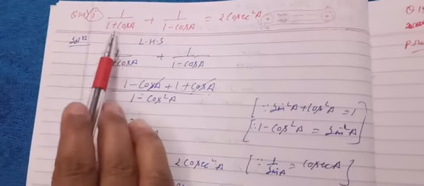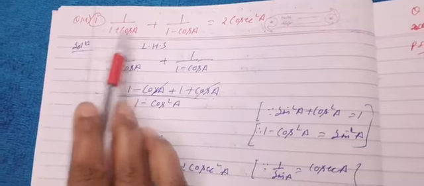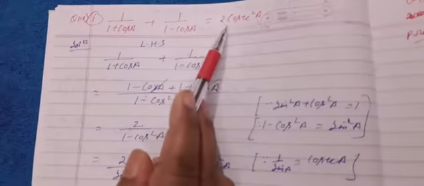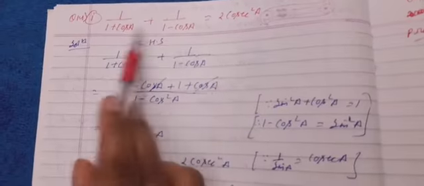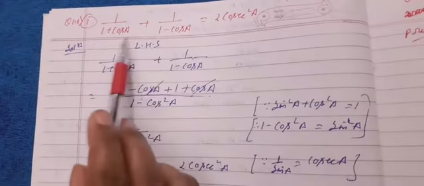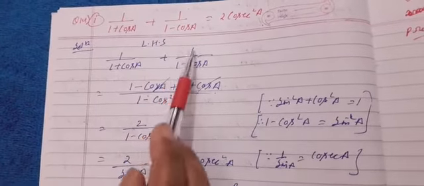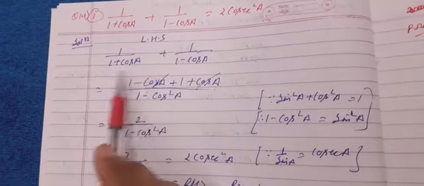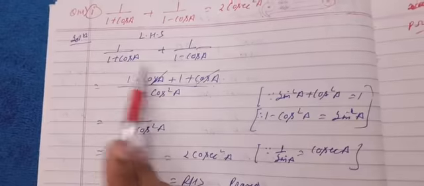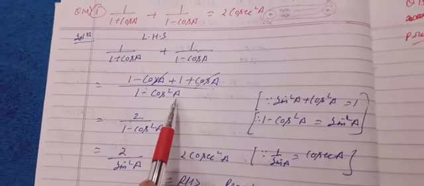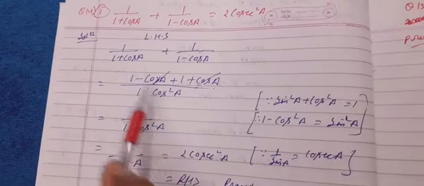Let's see what we have to prove here in question number 14. 1 by (1 plus cos A) plus 1 by (1 minus cos A) is equal to 2 cosec square A. For this, I have started the sum from LHS, that is 1 by (1 plus cos A) plus 1 by (1 minus cos A). Then I have taken LCM. A plus B and A minus B means what? 1 minus cos square A. Okay, that is our LCM.